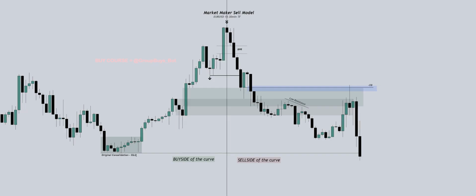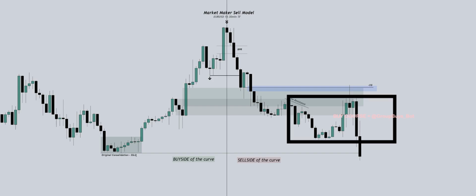And here price completes this bigger 30-minute market maker sell model, and as the last retracement, it also formed a smaller fractal, which was a 5-minute time frame market maker sell model. What we will do now is drop to the 5-minute time frame to see what happened there. Pay attention to how fractal price is. Today's lesson is just a perfect example of that.